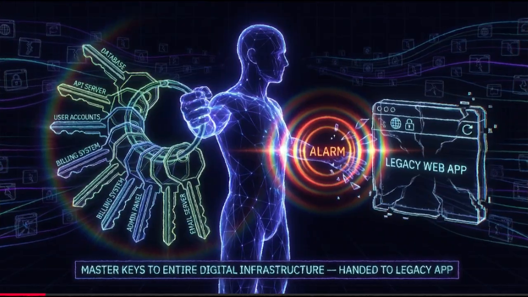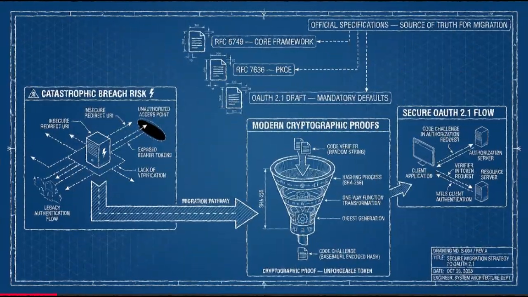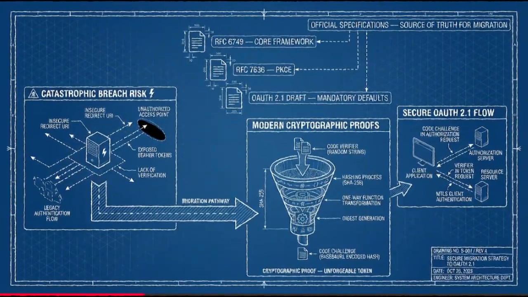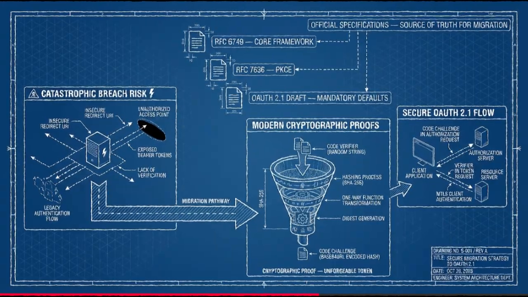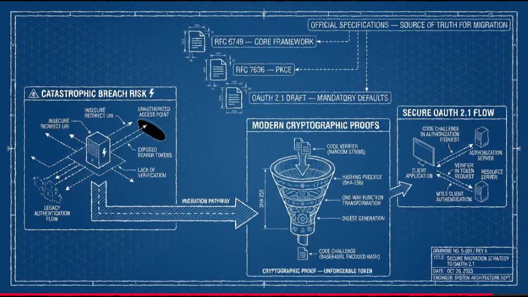Because if you think about it, handing over the master keys to your entire digital infrastructure simply because a legacy web app was built around outdated browser limitations, that is a critical vulnerability millions of systems expose themselves to currently. Which is why we are utilizing the official draft specifications and formal Requests for Comments documents to map out this migration. The goal here is to ensure your systems avoid catastrophic breaches by implementing modern cryptographic proofs.